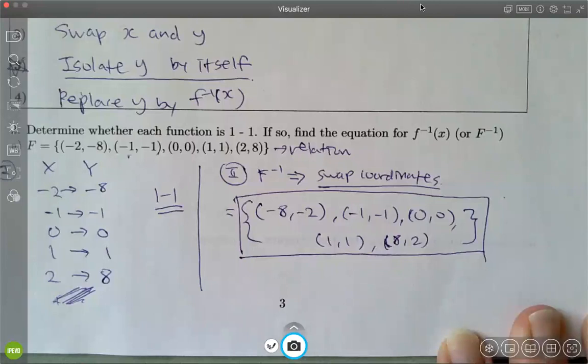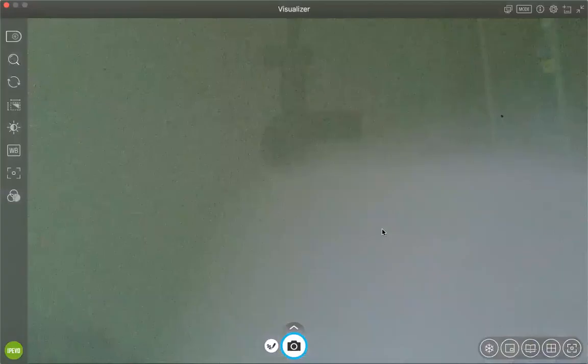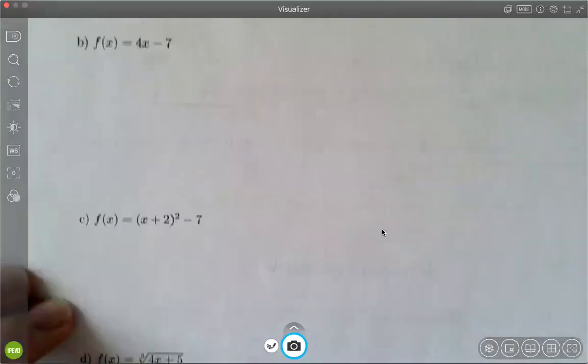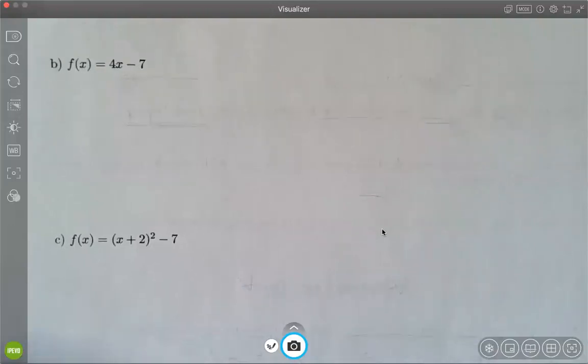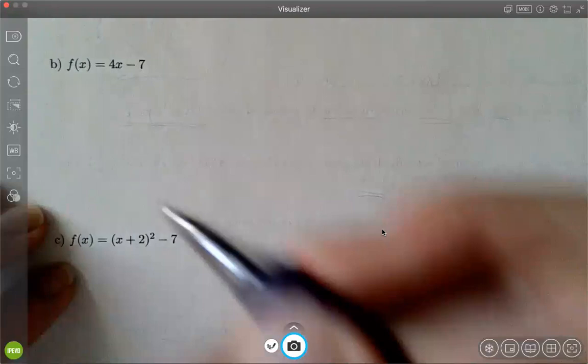Okay, so can I go to the next page? Okay, so now part B. Part B. f of x is equal to 4x minus 7. Okay, so now, how do we know whether this is one-to-one? So here is my strategy. We will use the graph.